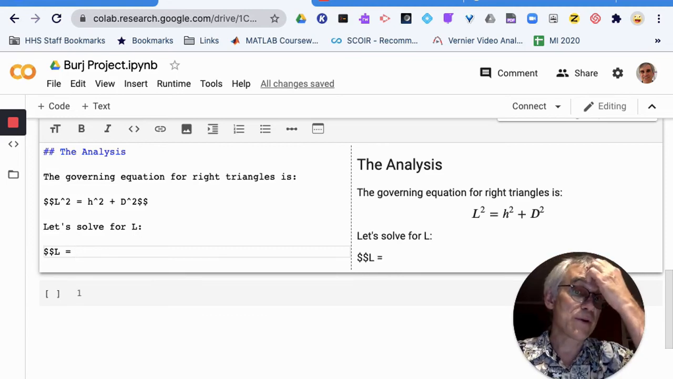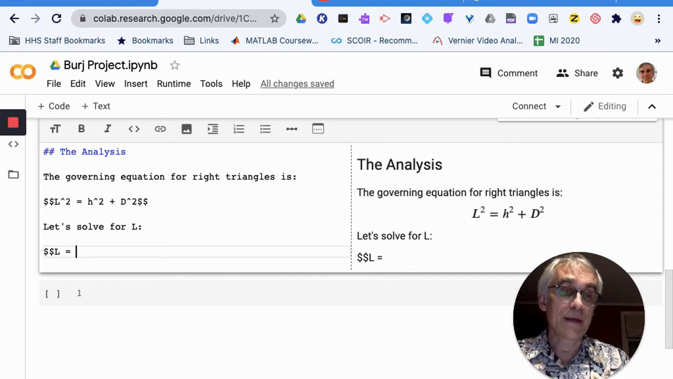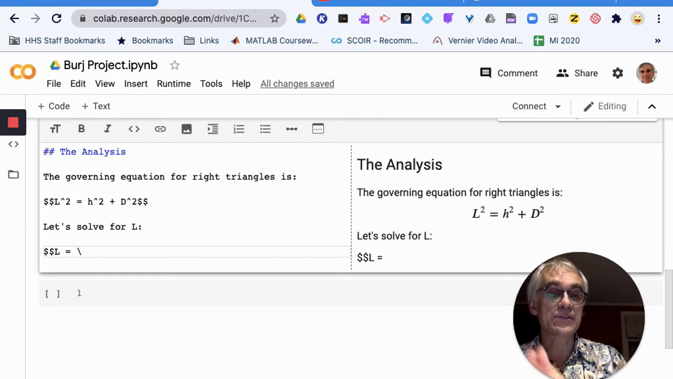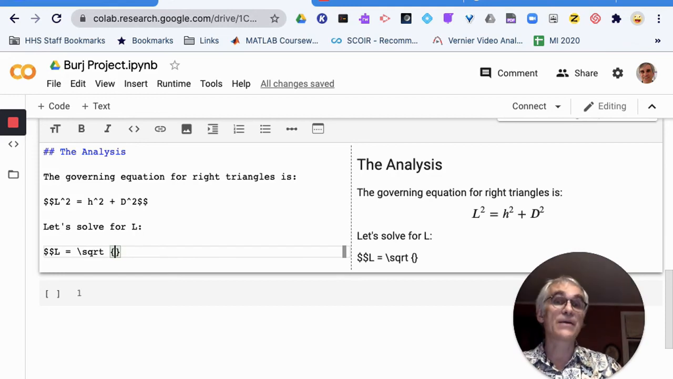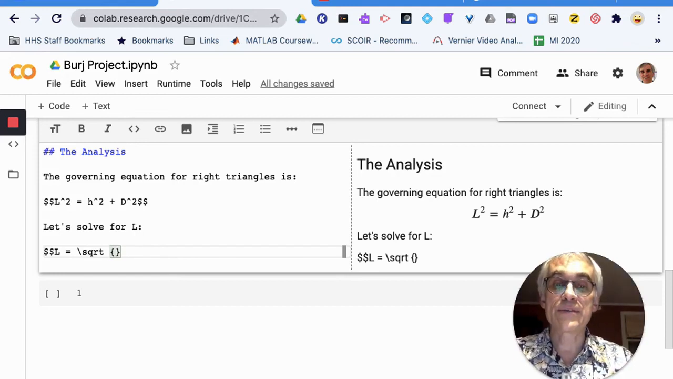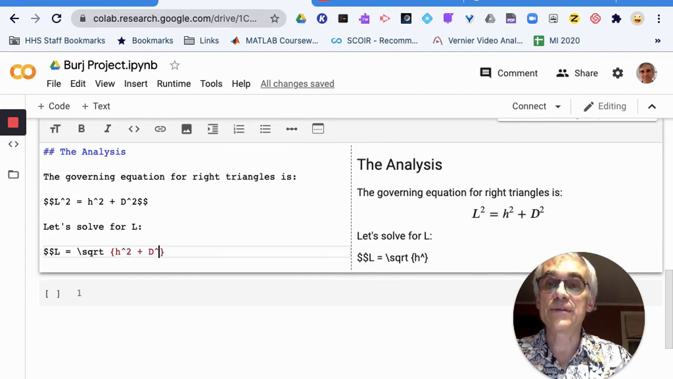Now, to make a square root symbol in LaTeX, you type a special code for square root, and it begins with a backslash. That's a slash that leans to the left. sqrt, which is short for square root. And then you use a pair of curly braces. Those are on the right-hand side of your keyboard. You have to shift square bracket, the curly braces. And inside the curly braces, you put the thing that you want to appear under the bar of the square root symbol. In this case, it's going to be h squared plus uppercase D squared. So that's the whole math for solving for L.